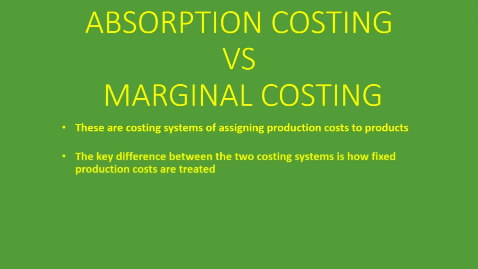The key difference between the two costing systems is how fixed production costs are treated. If you can understand that aspect, you'll be able to know which one is absorption costing and which one is marginal costing, and you'll be able to calculate with whichever method you may be asked to do. So the key difference here is on how fixed production costs are accounted for.